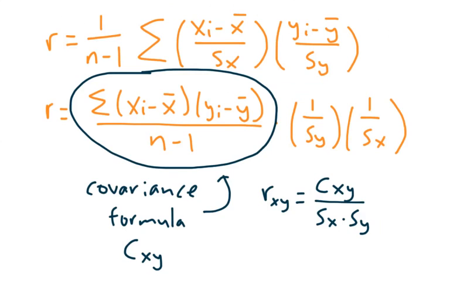Because you take the cross product for every single score, right? Then you add up all of them and you take an average, by dividing it by n minus 1. N is just the number of scores within the distribution, right? The overall number of scores.